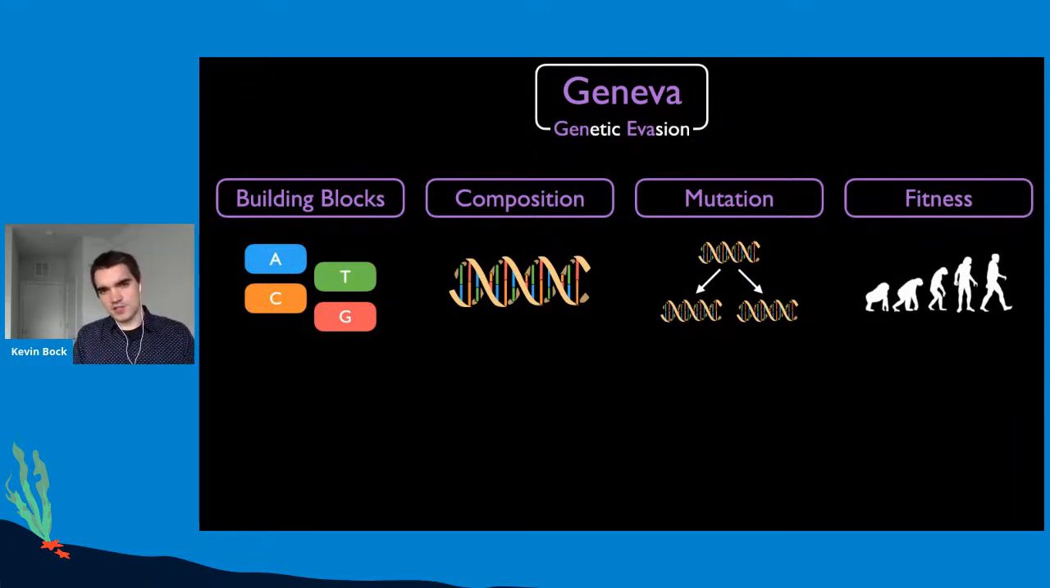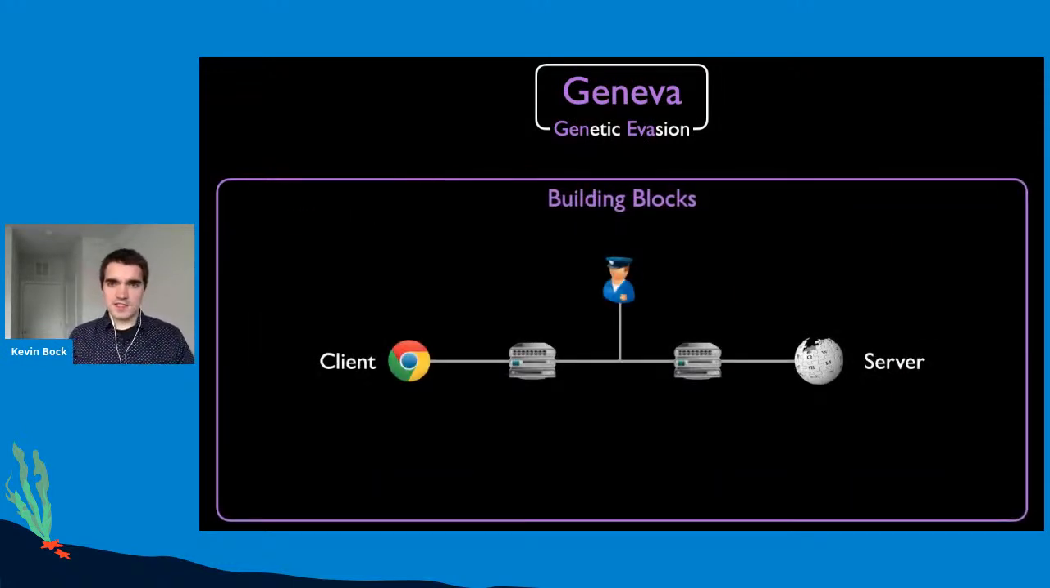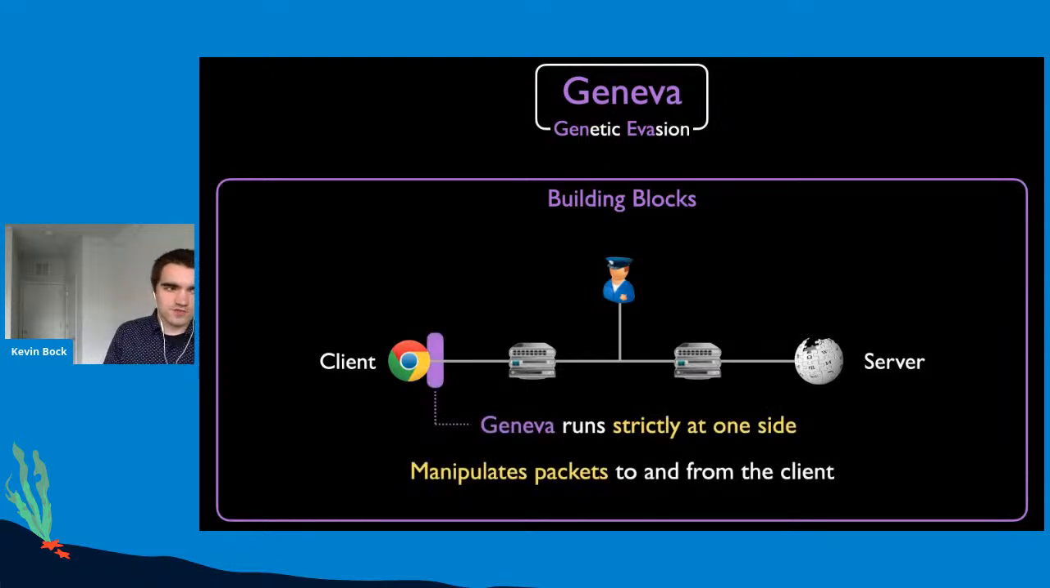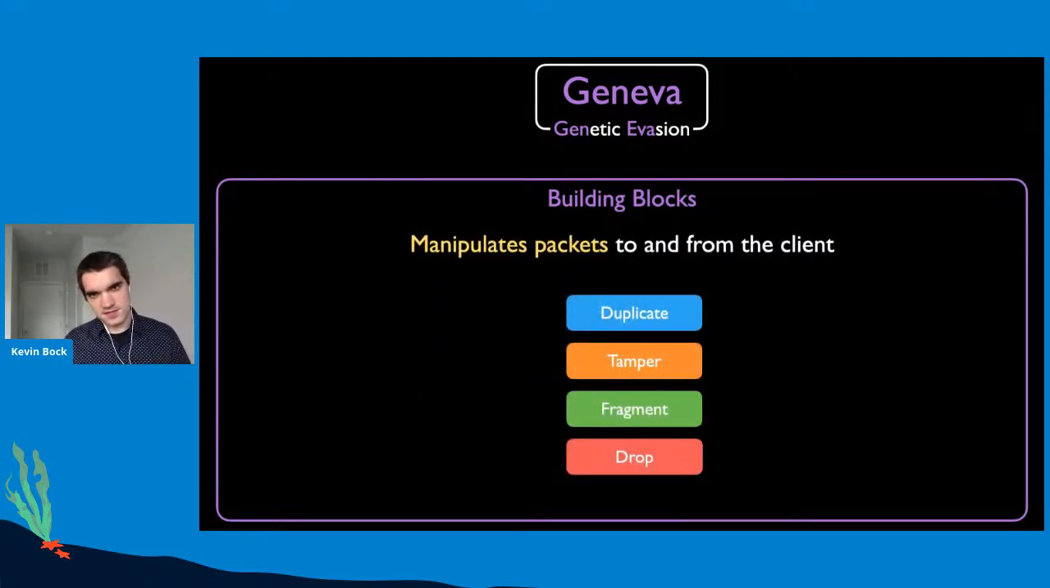Now, there are a couple of challenges in applying this framework to censorship evasion research. So I'll walk through these step by step and take a look at building blocks. First, for building blocks, ideally we'd like Geneva to just run strictly at one side of the connection. So what we're going to do is manipulate packets to and from, in this case, the client. And the way we've built Geneva to be able to do this, we give it four building blocks. This is duplicate, tamper, fragment, and drop.